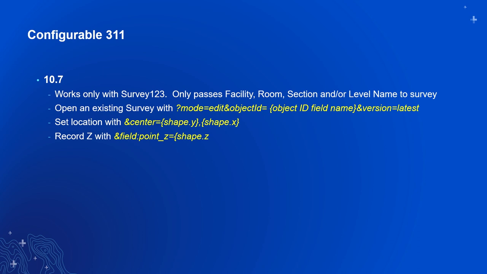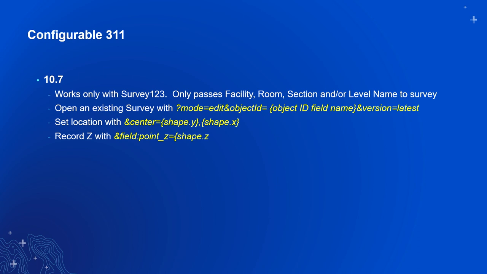All right, at 10.7, like I said, it only works with Survey 123. You only get certain fields that you can extract: facility, room, section, level name, and that's it, right? You can do a lot with that, but it is a limitation. So you open an existing survey. If you want to edit an existing survey, I learned some new tricks. I want to share them with you. Here's the secret words, right? If you want to open an existing survey to a specific record, you can add this to the end of a survey, from 10.7 or 10.7.1: question mark mode equals edit, and the object ID equals some object ID.